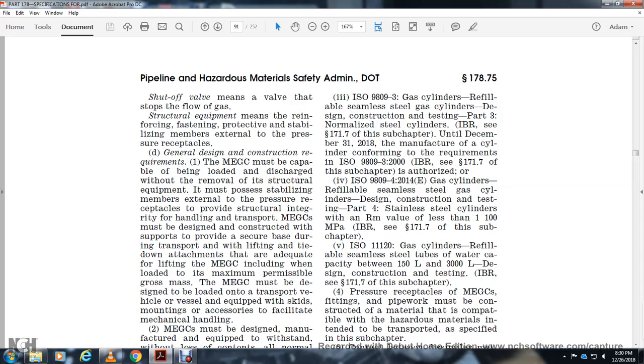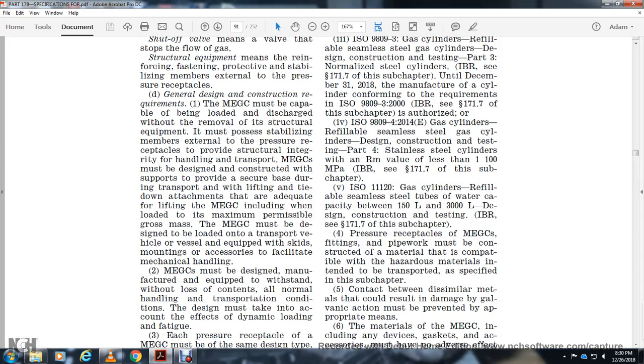The MEGCs must be designed to be loaded onto the transport vehicle or vessel and equipped with skids and mounting accessories to facilitate mechanical handling. The MEGC must be designed and manufactured to withstand, without loss of content, all normal handling and transportation conditions. The design must take into account the effect of dynamic loading and fatigue.